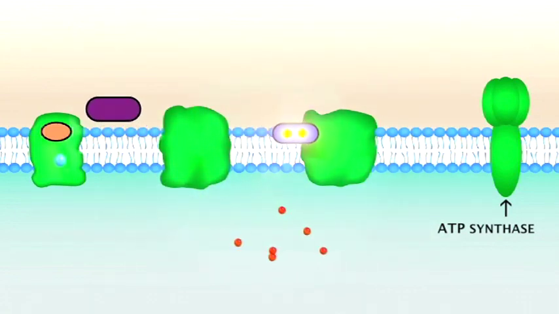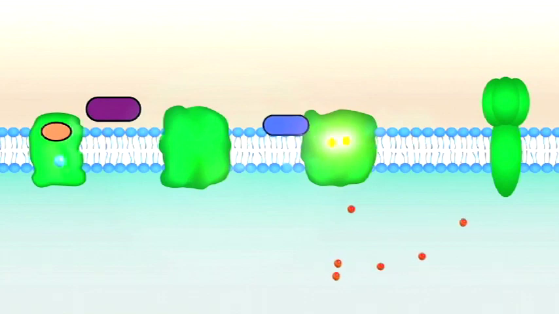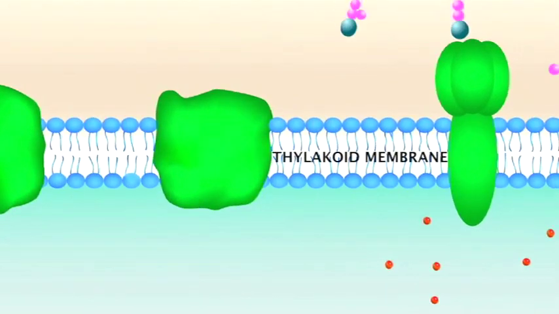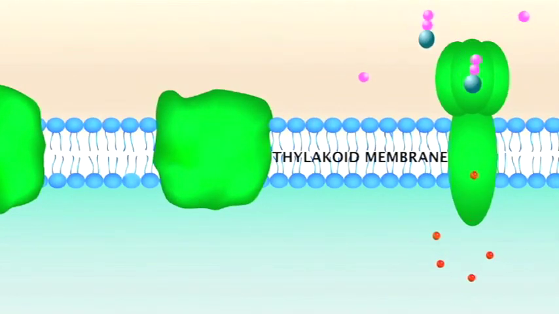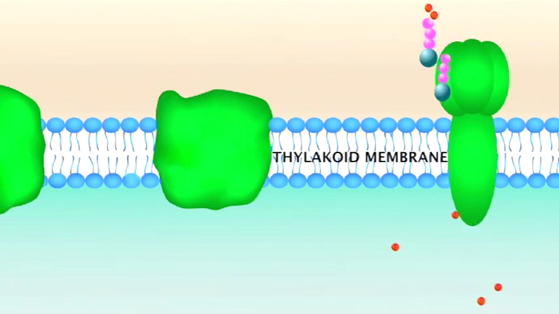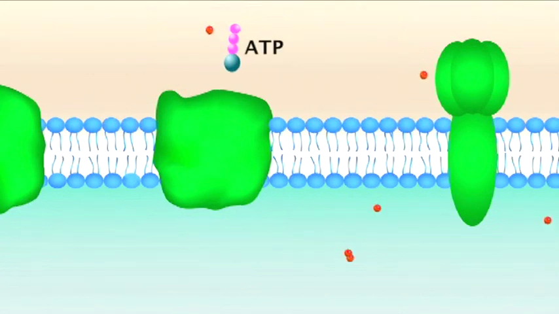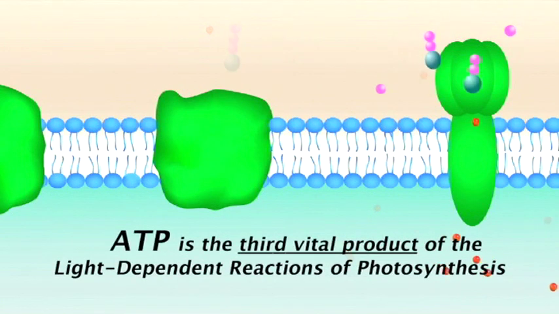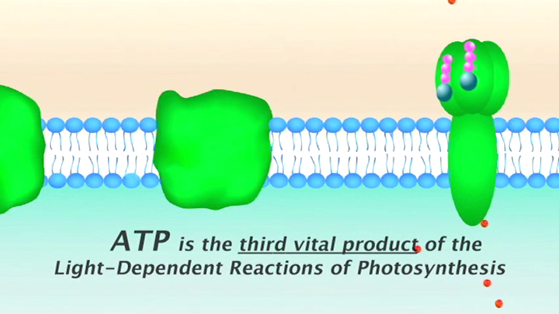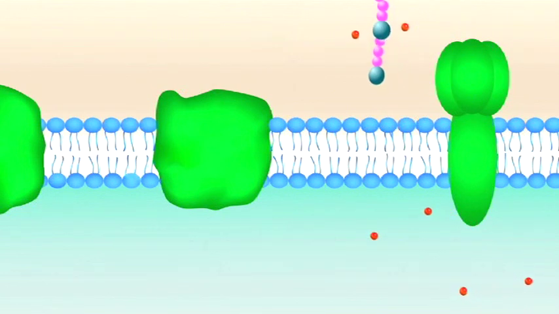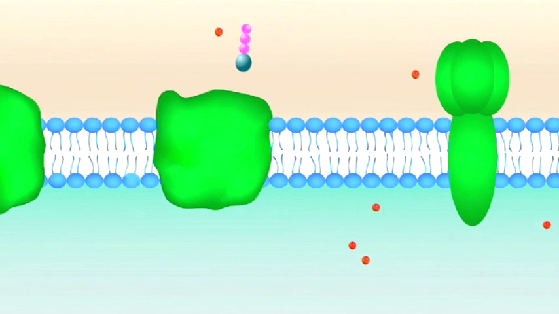In the final step of the light-dependent reactions, the ATP synthase complex utilizes the electrochemical force created by the unequal concentration of hydrogen ions on either side of the thylakoid membrane to make ATP from ADP and phosphate ions. 1 ATP is produced for each hydrogen ion that passes through the complex. ATP is the third vital product of the light-dependent reactions of photosynthesis, and will provide the chemical energy needed to make sugars in the light-independent reactions of photosynthesis that follow.